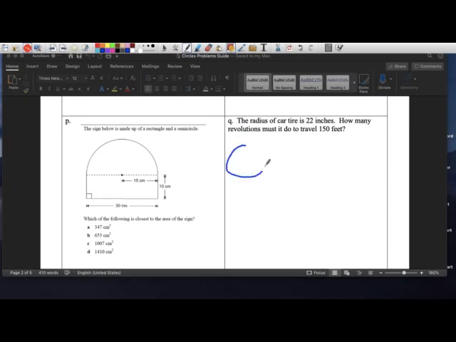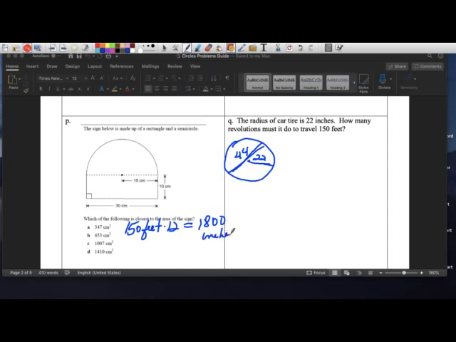So here's a car tire. The radius is 22 inches, which makes the diameter, oops, let me draw a better circle, sorry. So car tire, radius is 22. If the radius is 22, automatically I can draw the diameter and call it 44. So it says here that we're asking how many revolutions must this tire do in order to travel 150 feet. So let's first of all change 150 feet to inches. So let's multiply that by 12. We get that it's 1,800 inches.